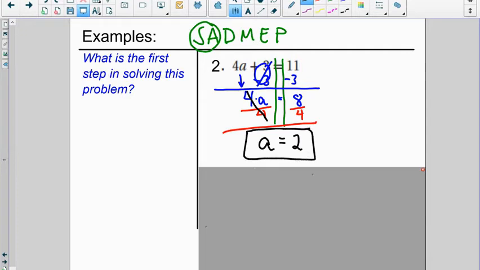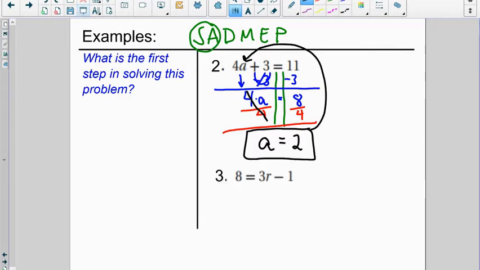a equals 2. We can always mentally check our answer. If I replace the a with the number 2, I should get 11 based on my equation. So 4 times 2 is 8, and 8 plus 3 is 11. Our answer checks out.